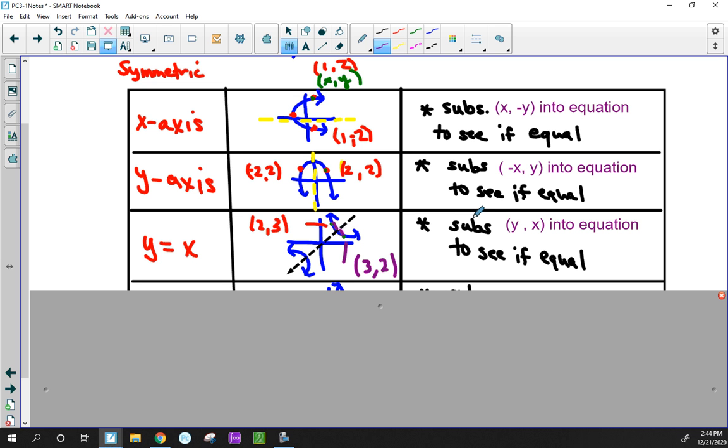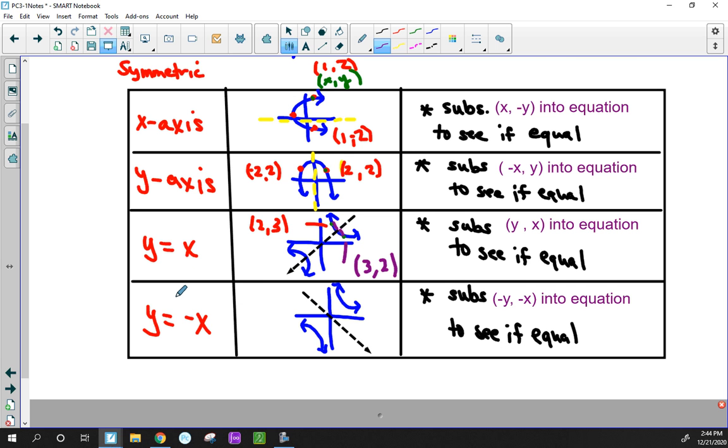So, algebraically, you're going to substitute y in place of x and x in place of y into the original equation. You're going to solve, look at it algebraically, simplify it, and see if it's equal to the original. If it is, you can say yes to y equals x symmetry. If it's not, you say no.